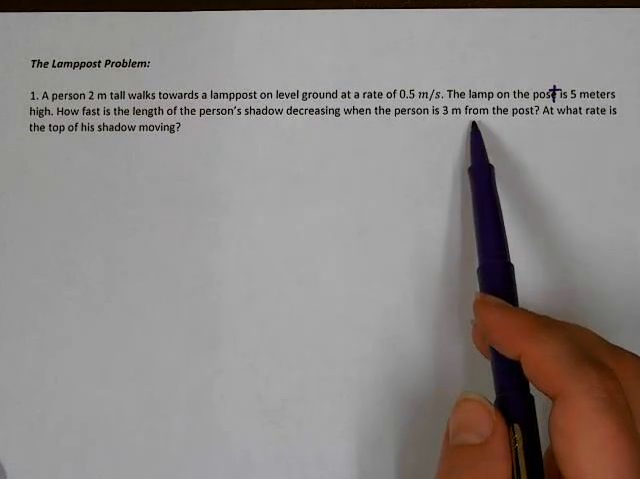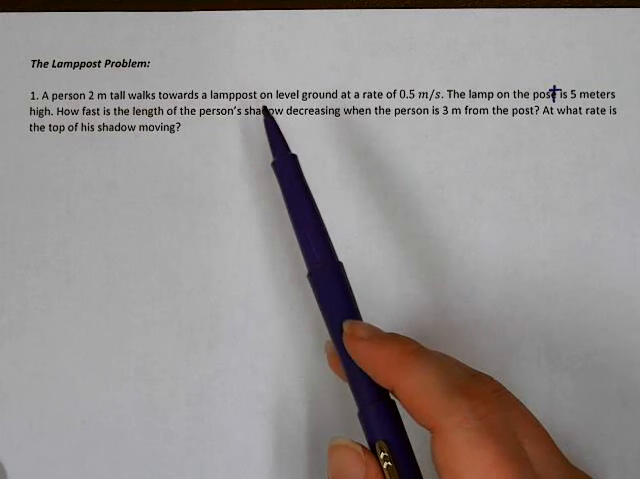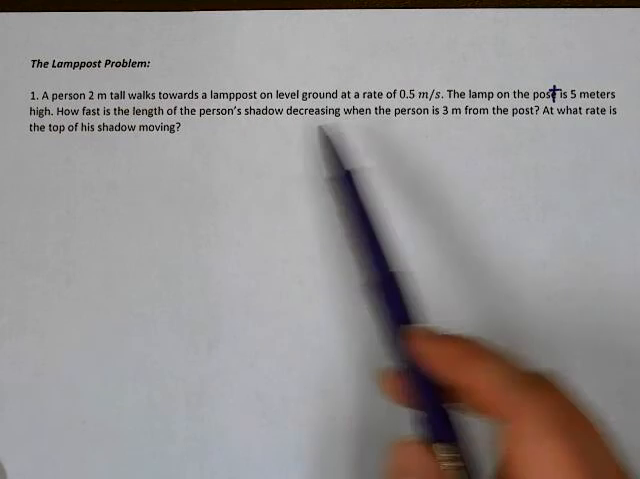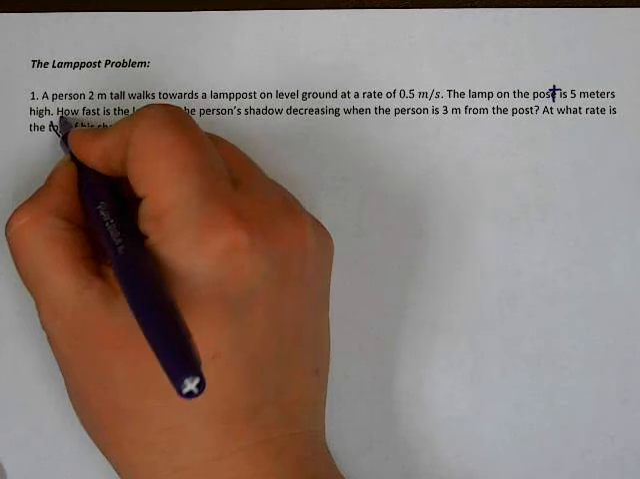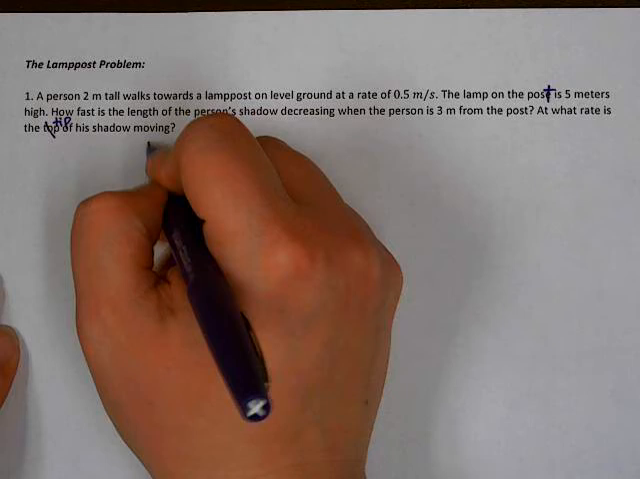So this has two questions. That was question 1. How fast is the length of his shadow decreasing? And question 2 is, at what rate is the tip of his shadow moving? So we have two parts here. But let's go ahead and draw a picture of what's going on.